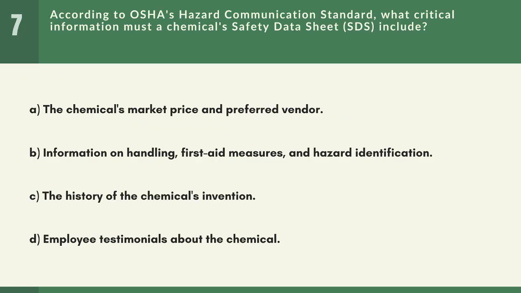Question 7. According to OSHA's Hazard Communication Standard, what critical information must a chemical safety data sheet, SDS, include? A. The chemical's market price and preferred vendor. B. Information on handling, first aid measures, and hazard identification. C. The history of the chemical's invention. D. Employee testimonials about the chemical.